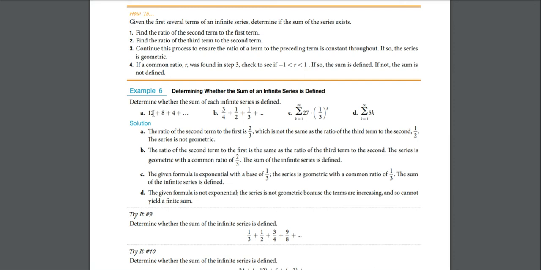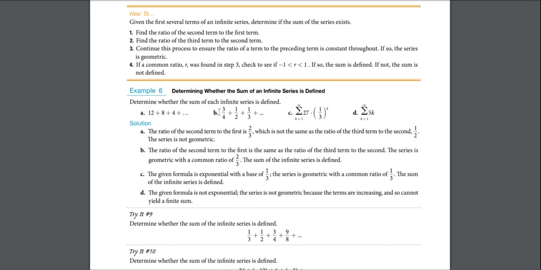When I do 8 divided by 12, I get 2/3. When I do 4 divided by 8, I get 1/2. Those are not the same. Therefore, this is not geometric, which means I can't find the sum because it's not even geometric. There's nothing I can do. So even though 2/3 and 1/2 are both less than 1, it doesn't help me because they're not the same. So it's not geometric.